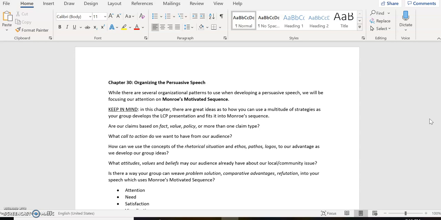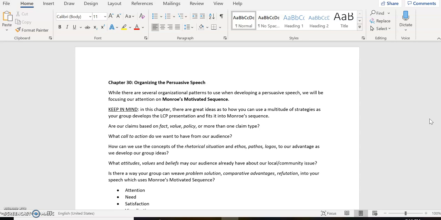So today we will be discussing Monroe's motivated sequence, and that is the sequence that you need to know for your LCP assignment because you will be arranging it according to Monroe's motivated sequence. So this chapter basically talks about organizing the persuasive speech, and we have talked a lot about organization in class. We've shared different strategies that different people in the class use. We've talked about how different essays require different types of organizations. So today we're going to talk about organization in a persuasive speech.